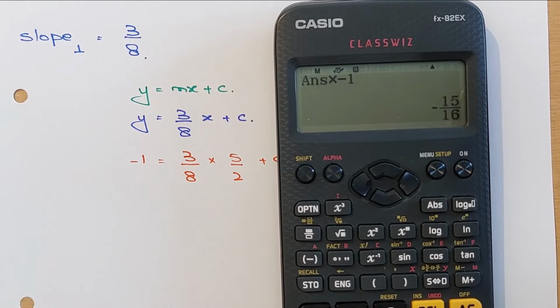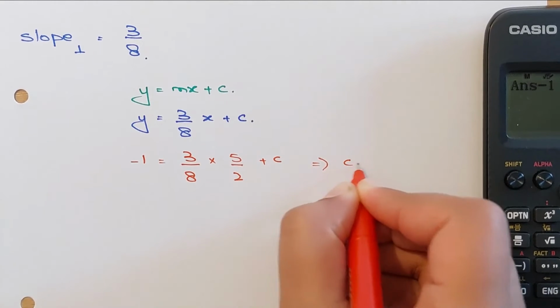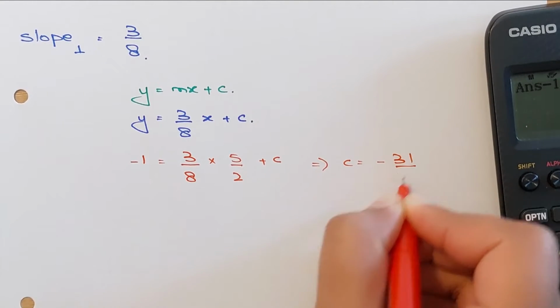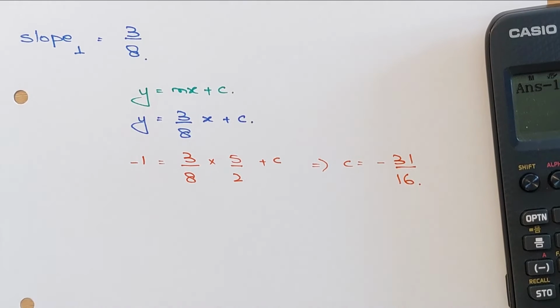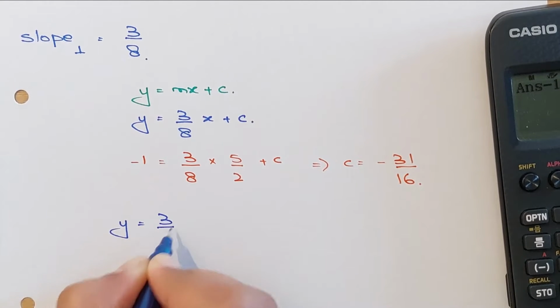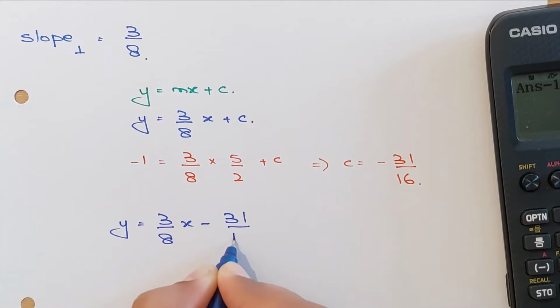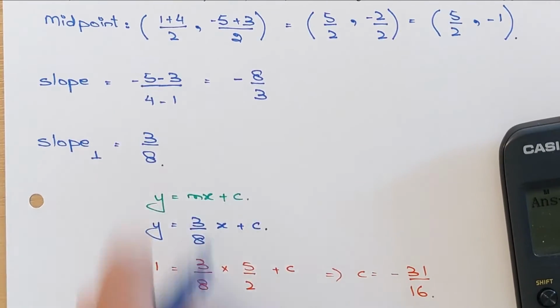So this is minus and then subtract 1. So minus 31 over negative 16 is the c value. C is minus 31 over 16. Right. Now we have the equation y equals 3 by 8x plus minus 31 over 16. But we have to find the equation in this form, ax plus by plus c, right?